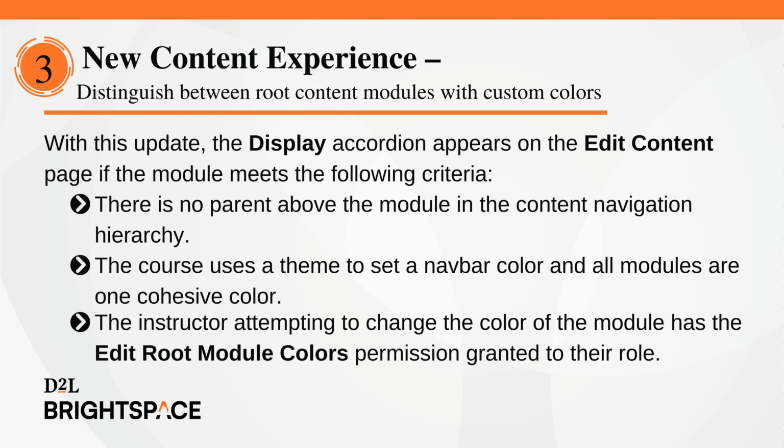With this update, the display accordion appears on the Edit Content page if the module meets the following criteria. There is no parent above the module in the content navigation hierarchy. The course uses a theme set to a navbar color and all modules are one cohesive color, and the instructor attempting to change the color of the module has the Edit Root Module Colors permission granted to their role.